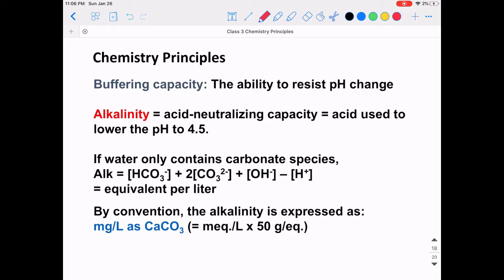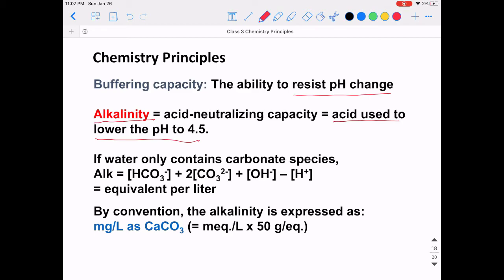So further, we have the definition of the buffering capacity. The buffering capacity is defined as the ability to resist the pH change. To represent this capacity, we need to define a new parameter called the alkalinity. Alkalinity can be calculated based on the acid neutralizing capacity. Basically, that is the acid used to lower the pH to 4.5, okay?